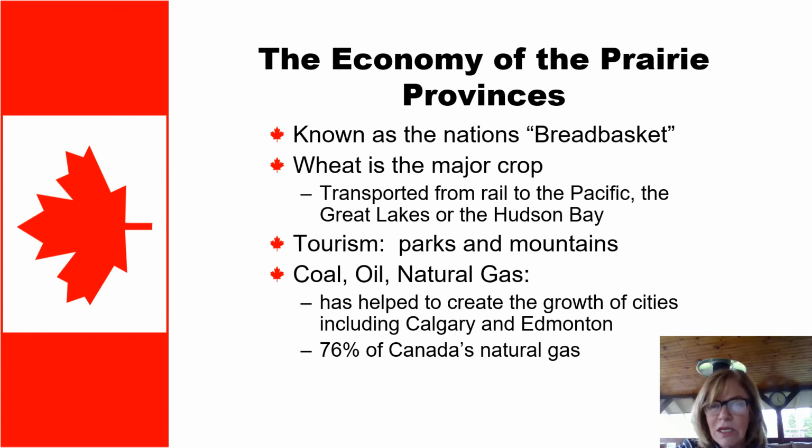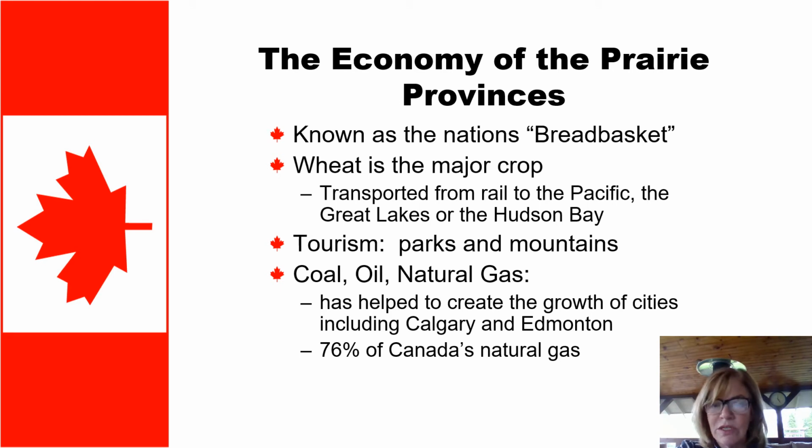Okay, so the economy here is really based on agriculture because they produce so much wheat. Wheat makes bread. This area is known as the bread basket, and so that's their major crop. It's transported by rail to the Pacific, to the Great Lakes, to the Hudson Bay, and from there it's shipped out to all parts of the world.